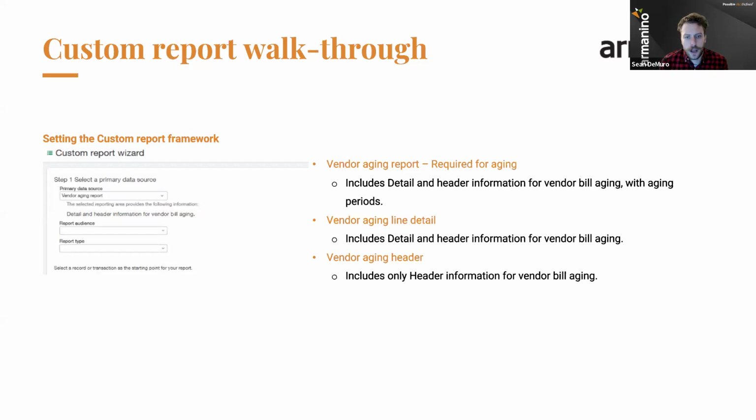Also on this screen, I've included a couple of the vendor aging records and options we have when building these reports, but we're really going to focus on just our vendor aging report object. And that's what we have selected in step 1 of our custom report build. The reason we're doing that is because it combines both the detail, the header, and the aging periods for the AP ledger. And so we can go on to the next slide.